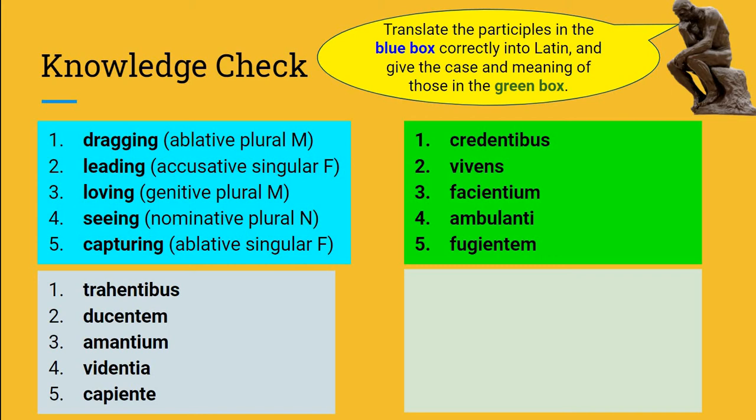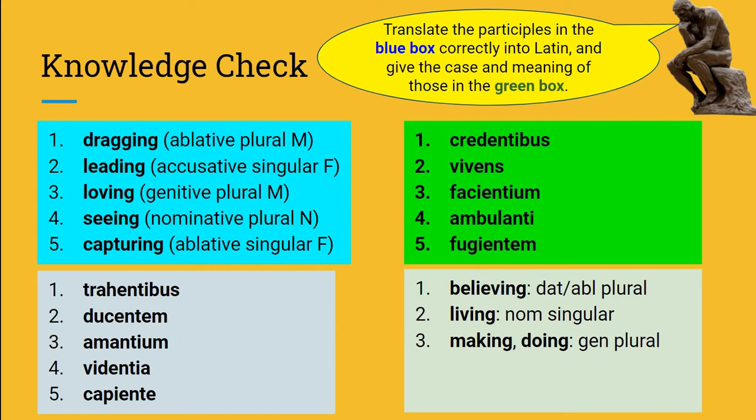As for the green box, credentibus is from credo credere, so it's believing, and it could be dative or ablative plural in any gender. Vivens here is living, and it'll be nominative singular, again, could be any gender. Facientium is making or doing, from facio facere, and it could be genitive plural and nothing else here. Ambulanti is walking, and it must be dative singular. And fugientem is fleeing, and it is accusative singular. I haven't stated the genders of those in the green box because in many cases it could be more than one gender.